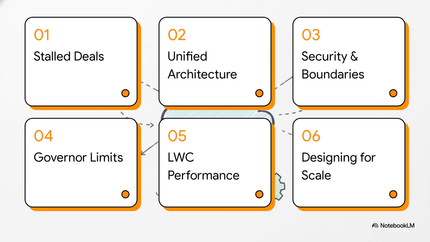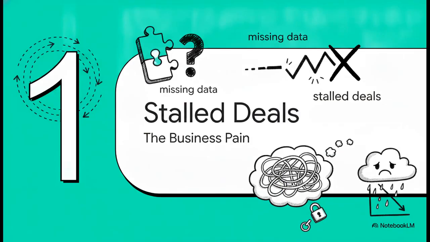We'll cover everything from stalled deals and self-reinforcing architecture to security boundaries, governor limits, LWC reactivity, and finally, designing for future scale. So let's kick things off with Section 1, stalled deals and missing data.